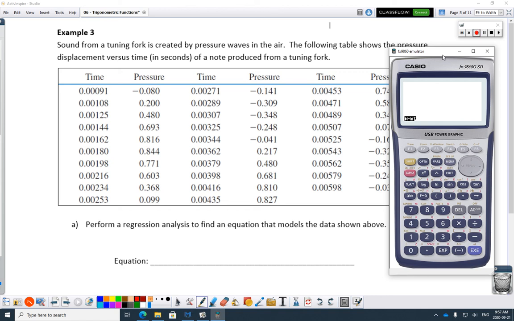I don't remember. I don't memorize these things. I know where they are. Okay, but you may want to. I don't have to write a test on it.